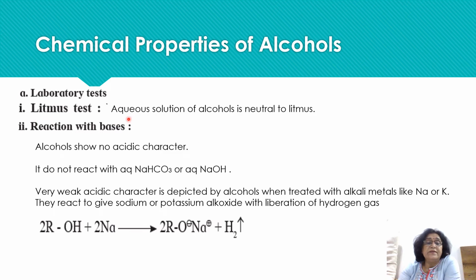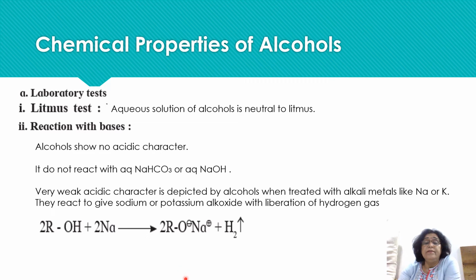Then reaction with bases. Alcohols show no acidic character because they do not react with aqueous sodium bicarbonate or aqueous NaOH. But very weak acidic character is depicted by alcohols. So if you take alcohol in a test tube and add sodium metal to it, then what happens? Hydrogen gas is evolved and sodium alkoxide is formed.